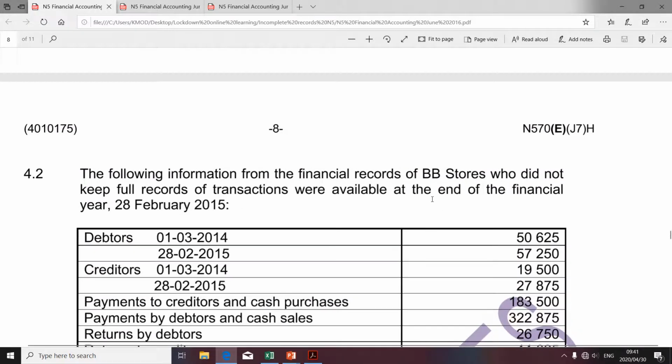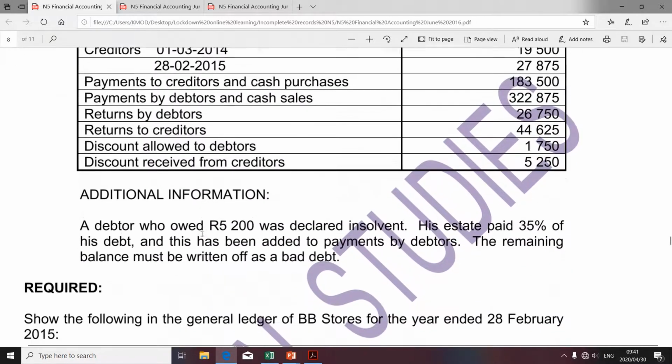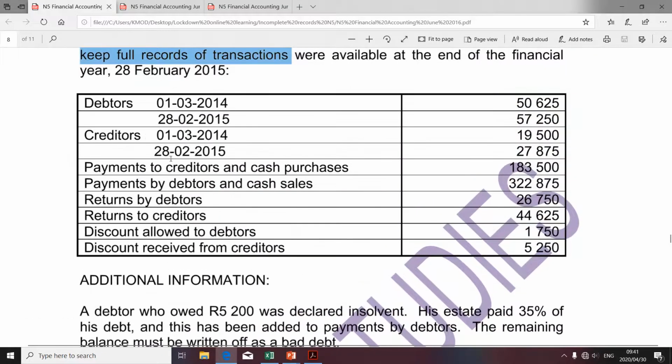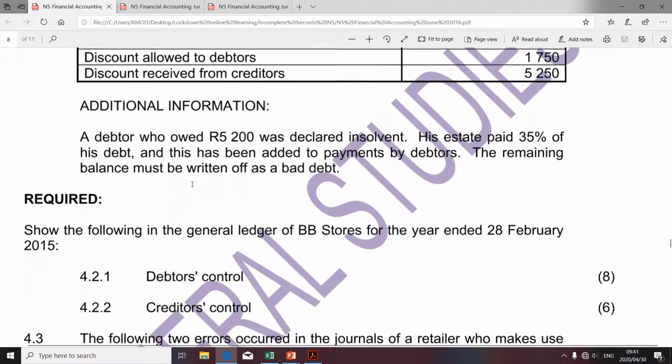We're given the financial records for BB Stores, who did not keep full records of transactions. So these are incomplete records. And that's the given information for 28 February 2015. In this case, we're going to have to reconstruct the debtors control in order to determine the amount of sales.